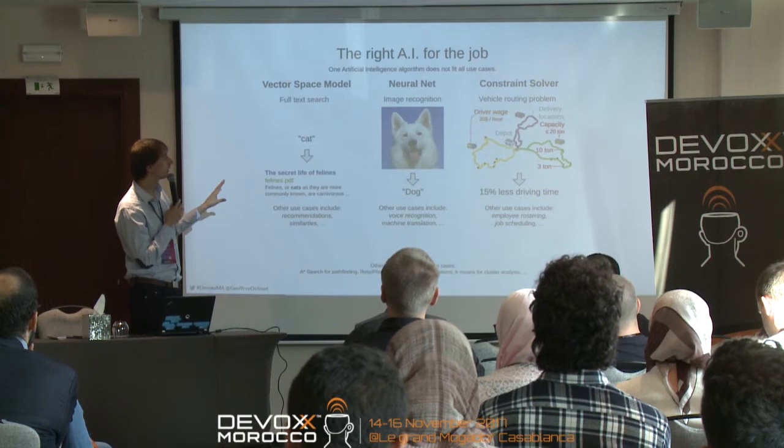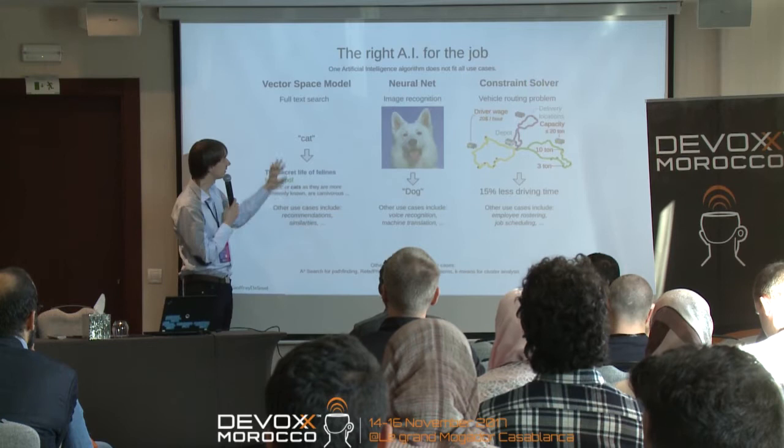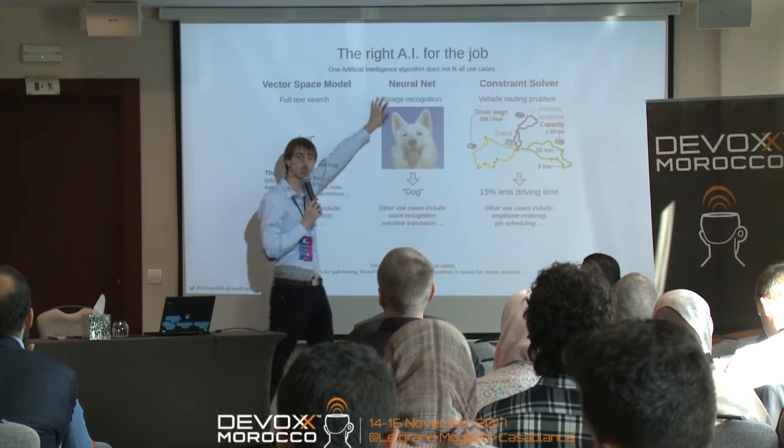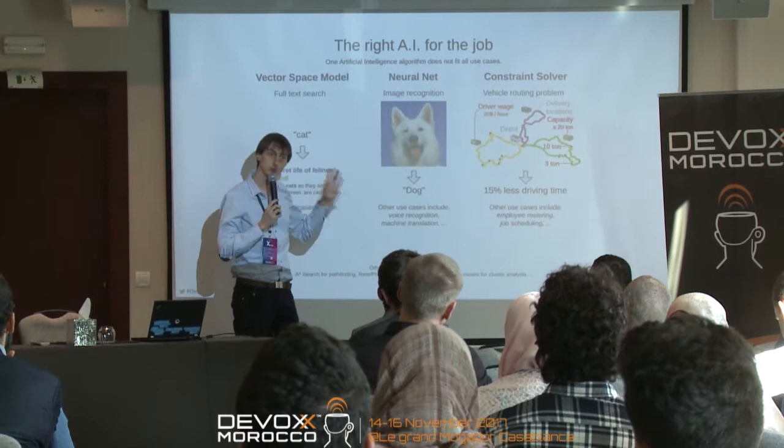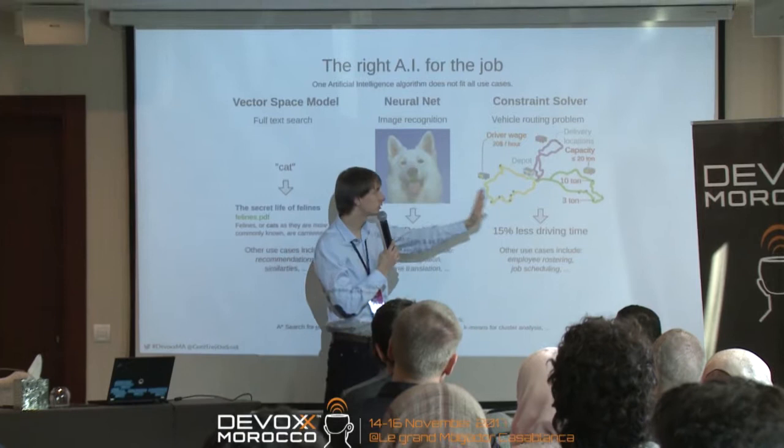So in the vector space model, use cases include recommendation similarities. They are really great for that. Voice recognition, machine translation are for neural nets. This is the big hype today, right? TensorFlow and things like that. Great tools, but use them for the right thing. If you have an image recognition problem, OptaPlanner cannot help you, of course, right? And none of the constraint solvers can help you. You need to use a neural net, and vice versa.